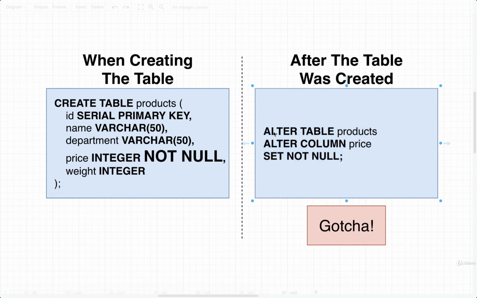So we can write out alter table, which means that we want to make a change to the structure of a table that already exists. We can then say that we want to alter a column, which means that we want to change the configuration of some column that already exists inside the table. In this case, we want to alter the configuration of price. And in this case, we want to set up a constraint of not null, which means that we should never be able to insert a null value into this column.